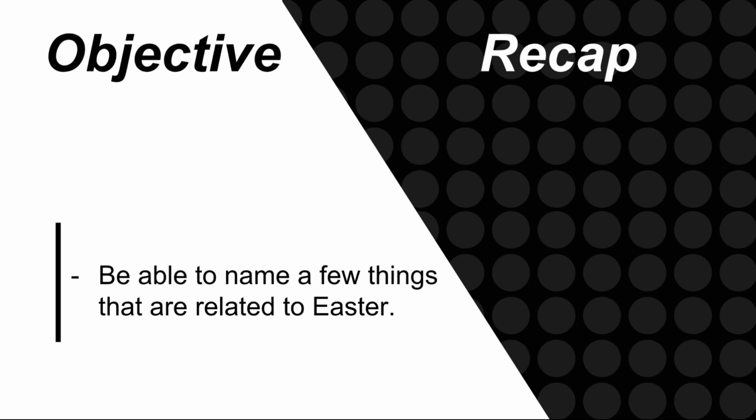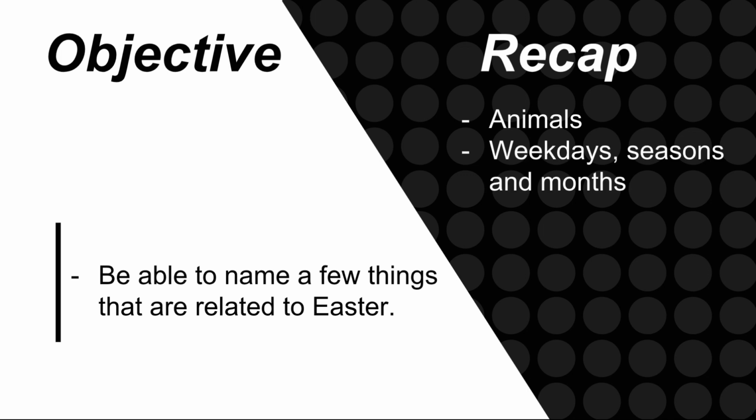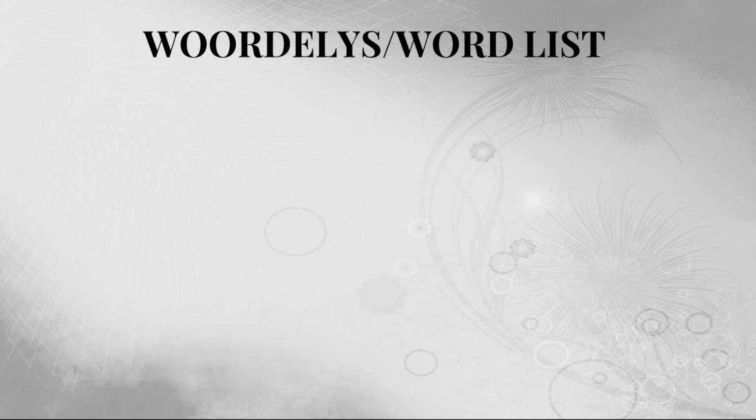After you have finished this lesson, you should be able to name a few things that are related to Easter. In this lesson, we will revise some words from the following lessons: animals, weekdays, seasons and months, and food part 2. You can find the links to these lessons in the description. The word list contains a few words that we've already covered in previous lessons.